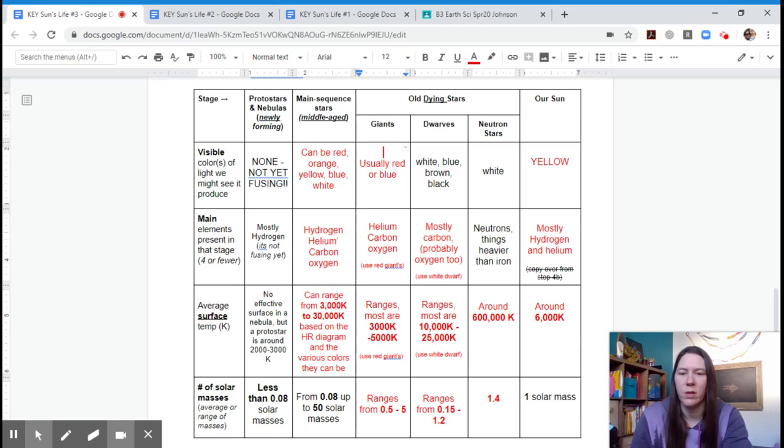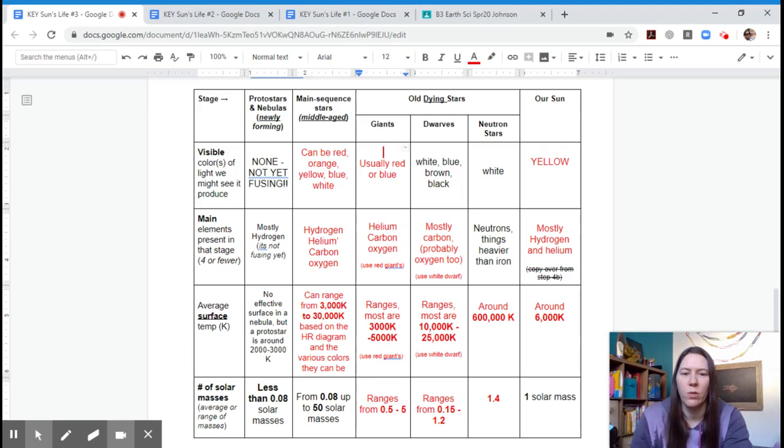Elements, protostars and nebulas, mostly hydrogen because they are not yet fusing, because they are not yet hot and dense enough. As you come over to main sequence stars, you can see that collection of elements, mostly hydrogen, helium, some carbon and oxygen. Again, the percentages are going to be based on how long the star has been fusing for and how close it is to the red giant phase. As you get over to the giant category, notice what's missing. There's no more hydrogen in the giant phase. Why? Because it's dying. It ran out of fuel. That's why it's a red giant.